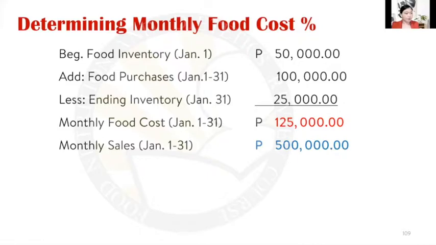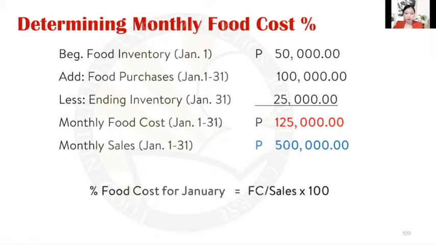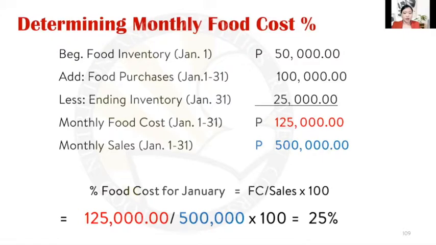If the monthly sales is 500,000, we can now compute the food cost percentage by getting the food cost divided by the sales times 100. So we will get 125,000 divided by 500,000 times 100 equals 25%. So this is the actual food cost based on the inventory.